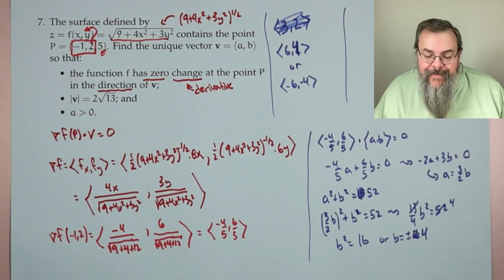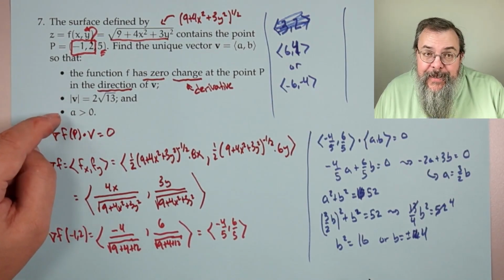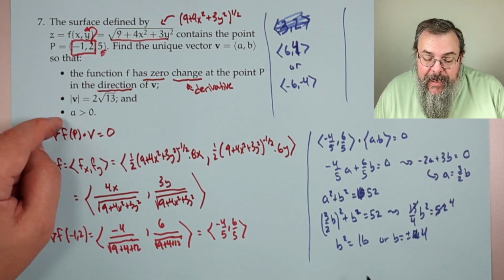All right. Last bullet point. The coefficient has to be positive for a.